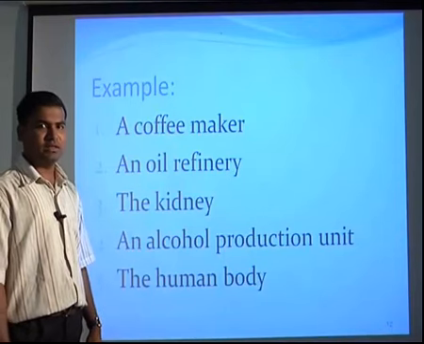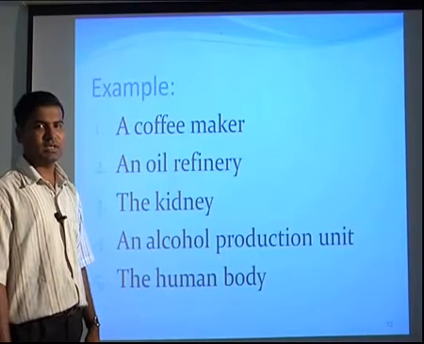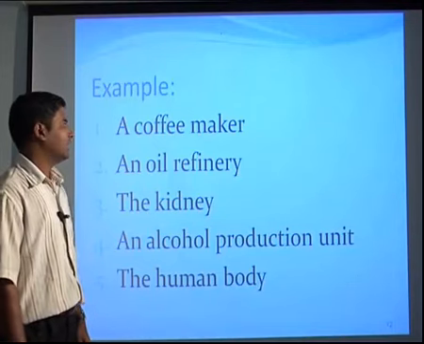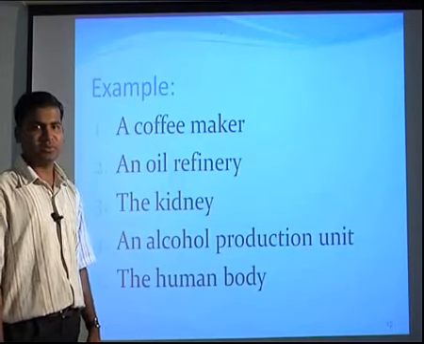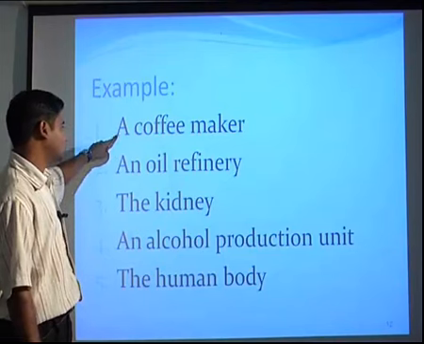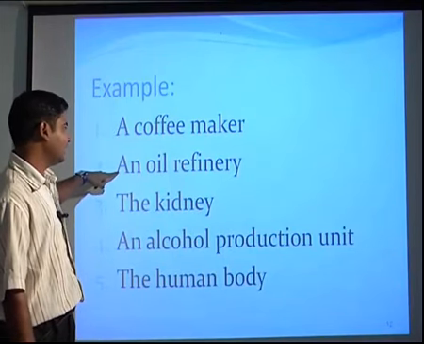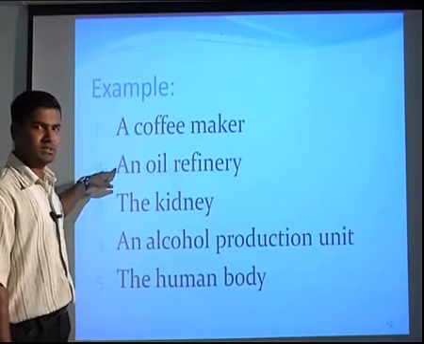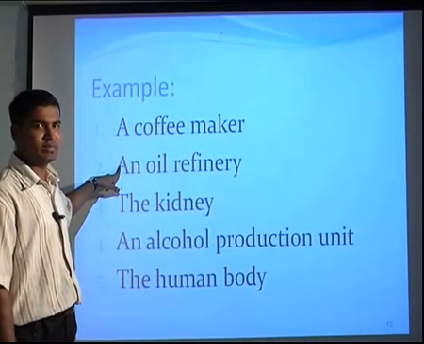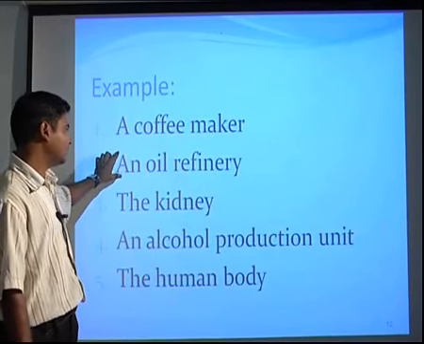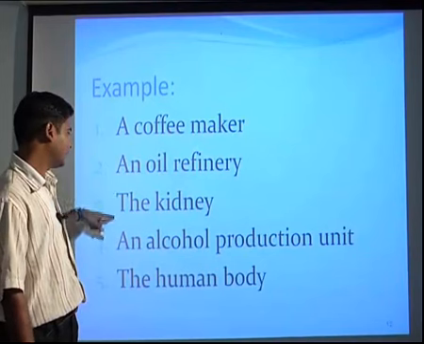We are feeding all the reactants at once, then mixing, and then taking the coffee out. So this becomes the batch process. In an oil refinery, what happens? The raw materials are fed continuously and the products are withdrawn continuously. So it becomes the continuous process.